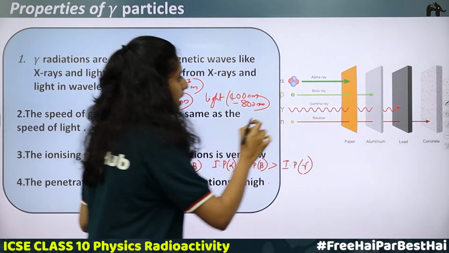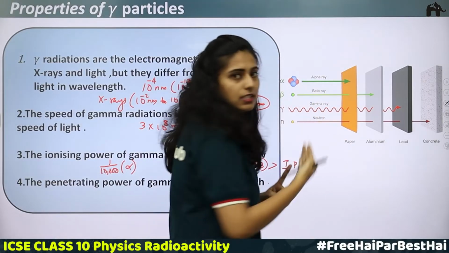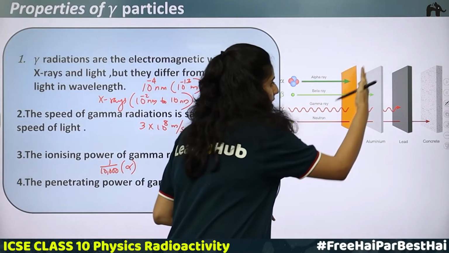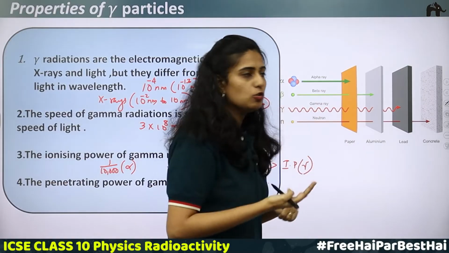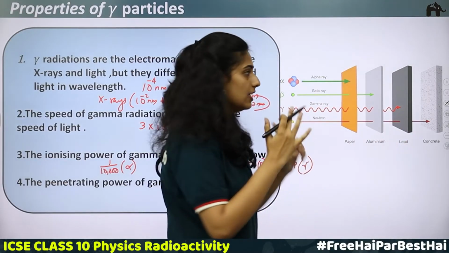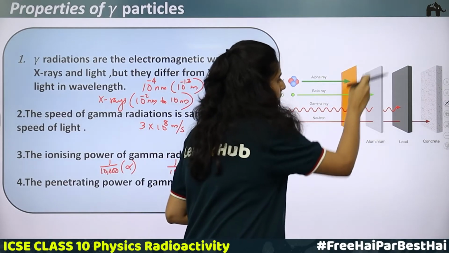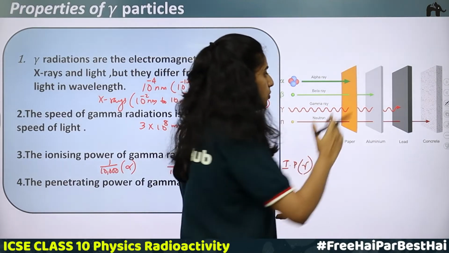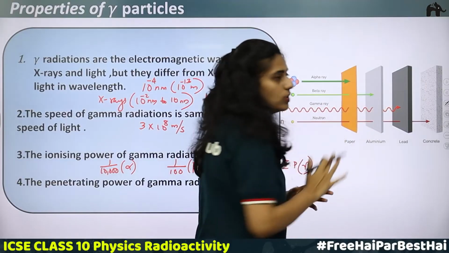You can see that alpha rays get stopped by a thick paper. Beta rays can be stopped by a thick aluminium sheet. Now, to stop the gamma rays, you need to use lead. It can easily pass through the paper and aluminium.